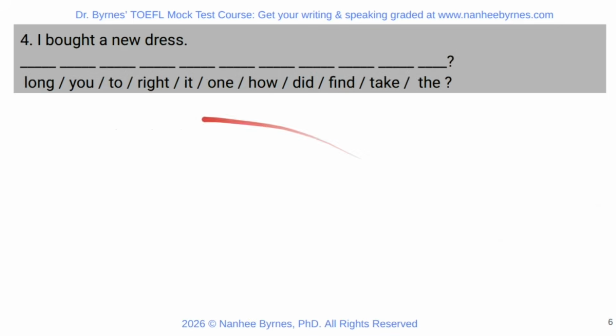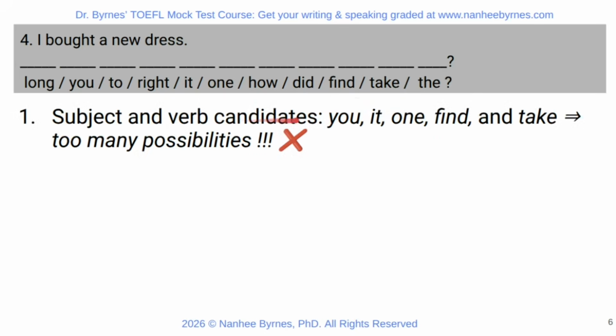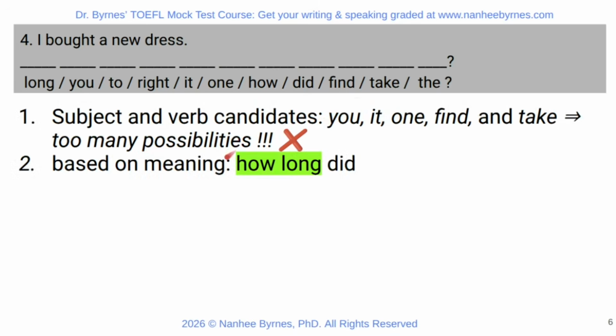When you first look at the jumbled words, you see several possibilities for the subject and verb: you, it, one, find, and take. Instead of checking every single grammatical combination, it's much faster to focus on the meaning first. You start by identifying the question phrase. How long? This is a fixed expression used to ask about duration.